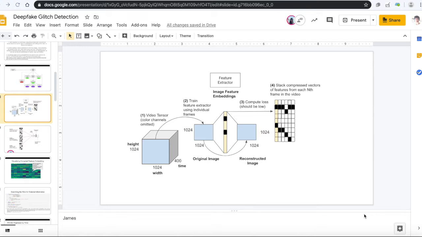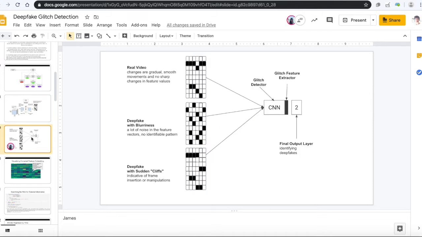A video can be represented as a four-dimensional tensor composed of frames, and each frame can be passed through the autoencoder. The autoencoder compresses the image into a vector of size 30, representing 30 features in a latent space, and we can stack these vectors and form a spectrogram. And now we used another neural network, called a convolutional neural network, to see signs of deepfake spectrograms.